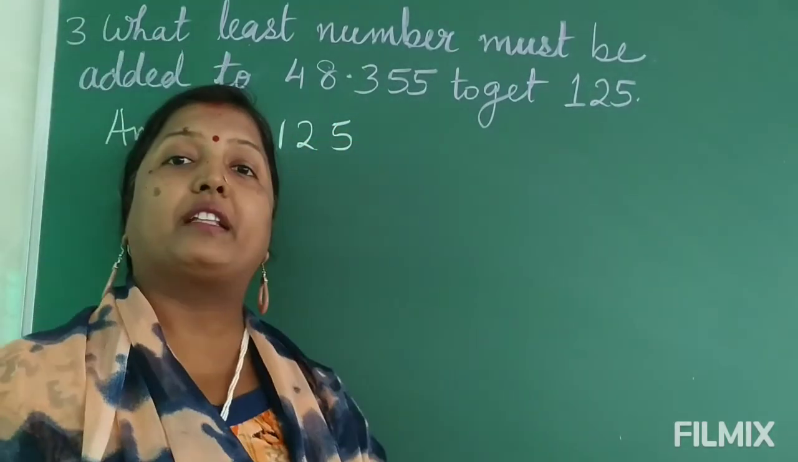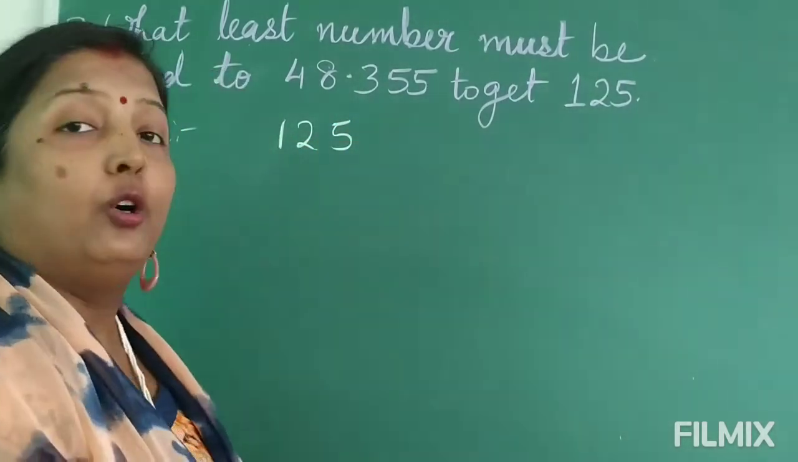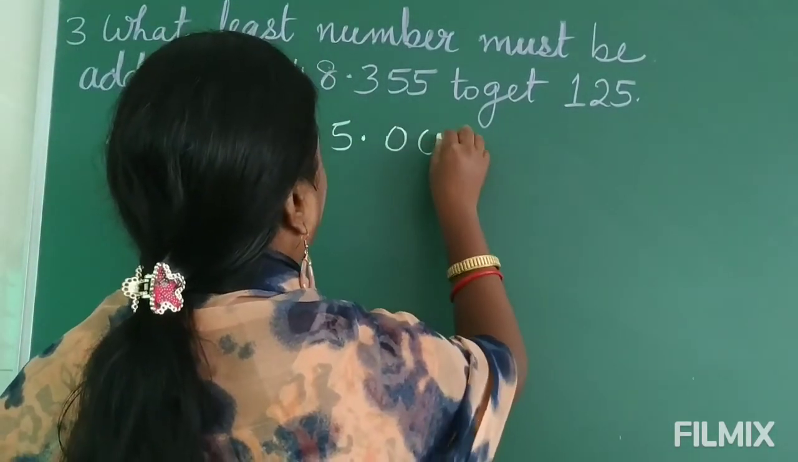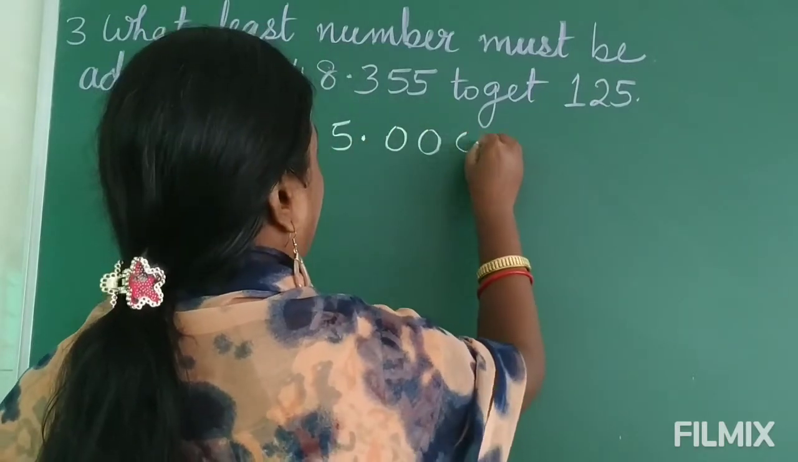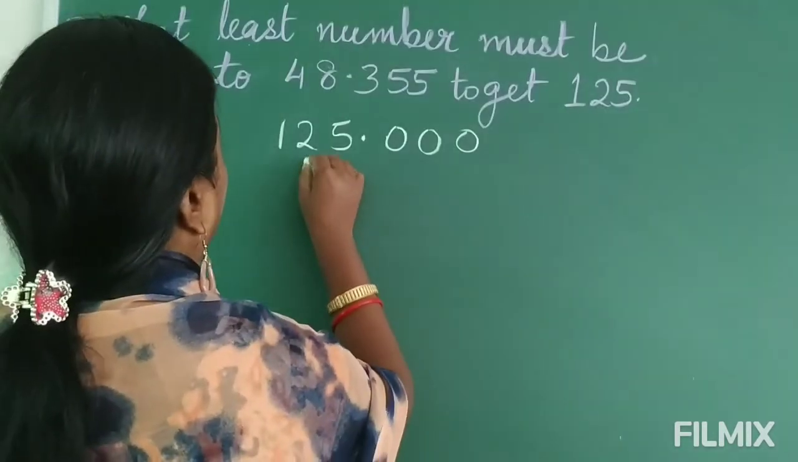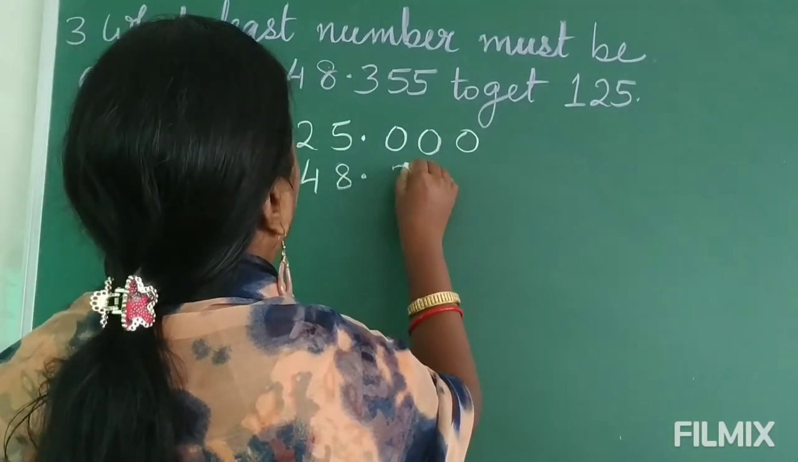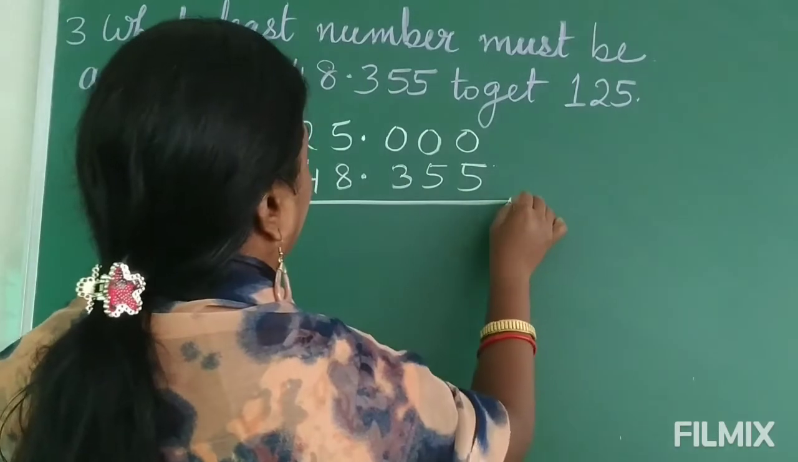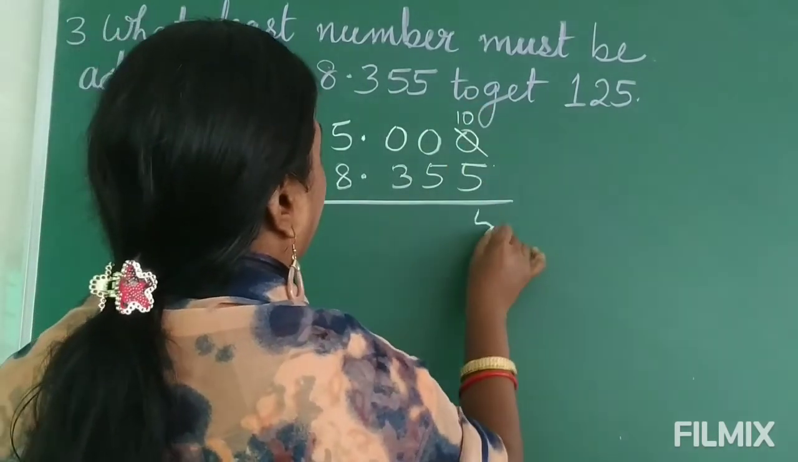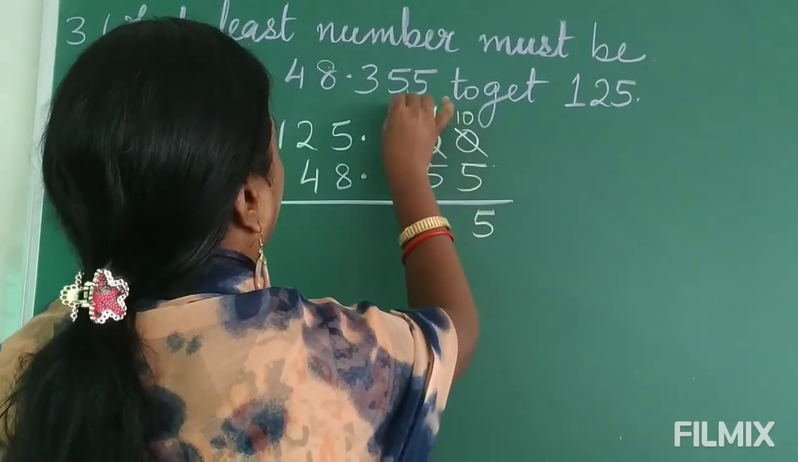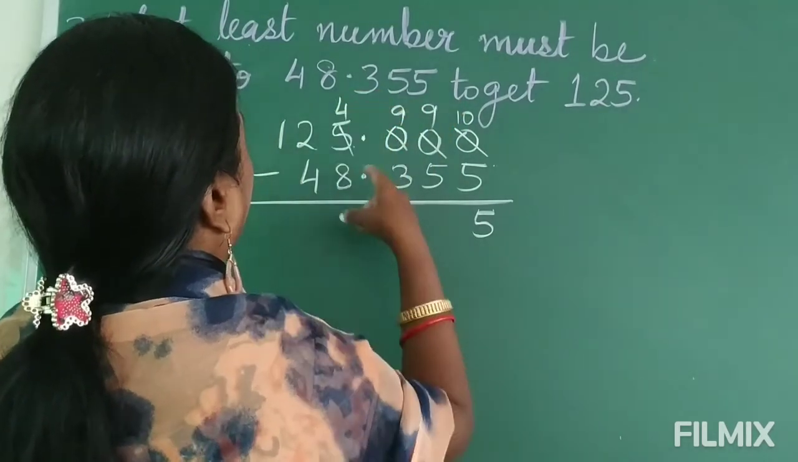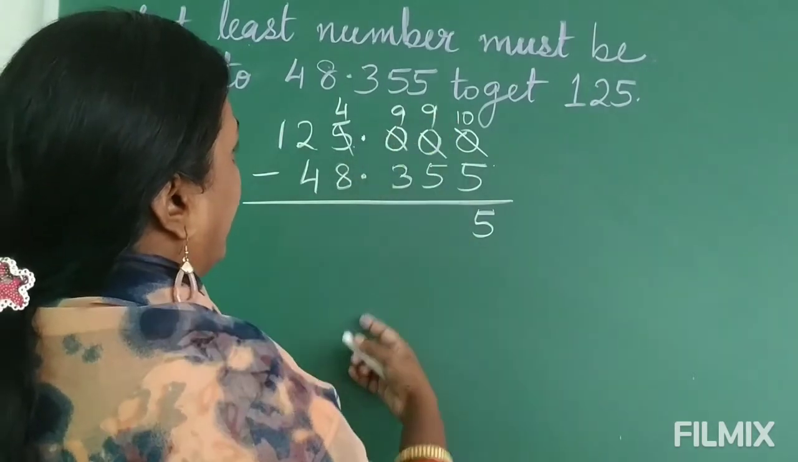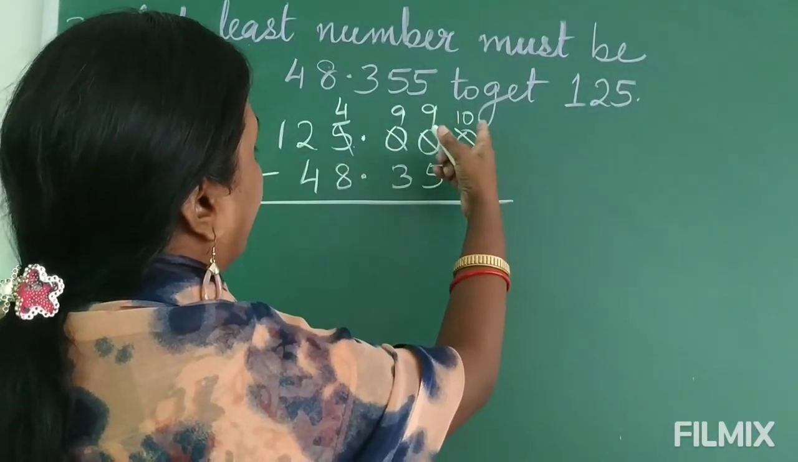Now, do you remember where the decimal point is for a whole number? Yes, it is on the extreme right. 3 decimal places are there, so we are going to put 3 zeros. 125.000 minus 48.355. Go for the subtraction. Then 5, here you have 9, because we carried 1, 10 carried 1 here.